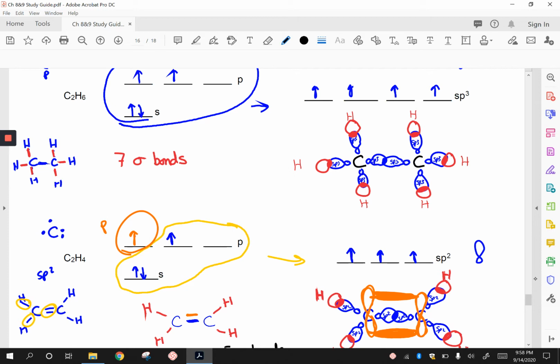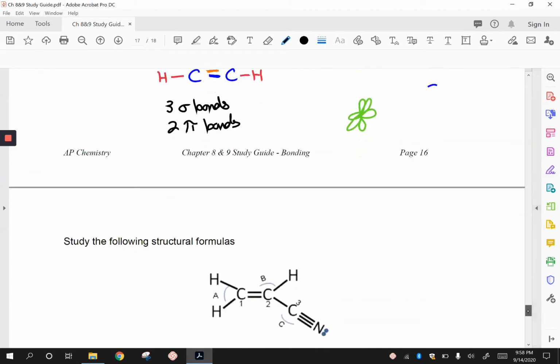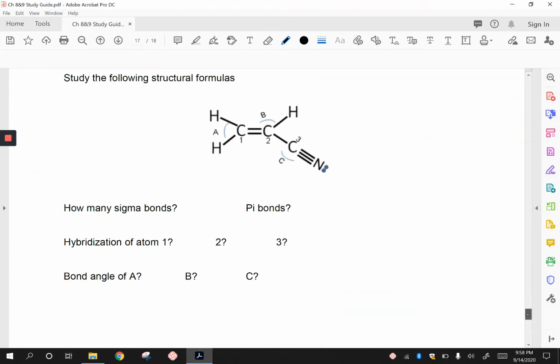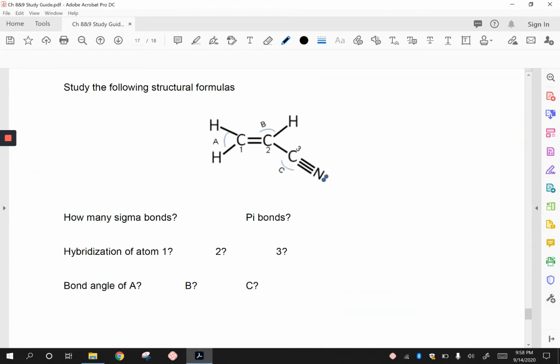Versus that's a parallel overlap, so that would be a pi. That's all you'd have to do. And then looking at a structure like this, being able to count how many sigma or pi bonds you have. So let's practice the sigma and pi bonds real quick with a couple of these.